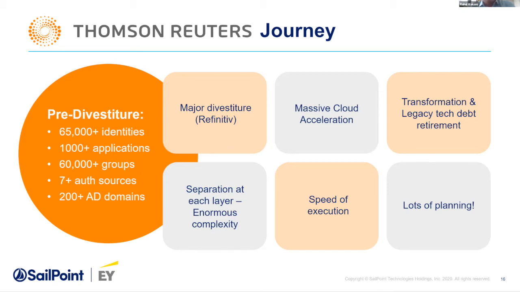Prior to 2018, TR had 65,000 plus identities and 200 plus domains, and again, 200 plus baby domains. There's a bit of history here: they were a result of numerous M&As that the company went through. So in 2018, continuing on that M&A journey, Thomson Reuters sold a major part of their finance and risk business to Blackstone Group for about $18 billion. The new company is known as Refinitiv, and TR retained a 45% stake in Refinitiv.